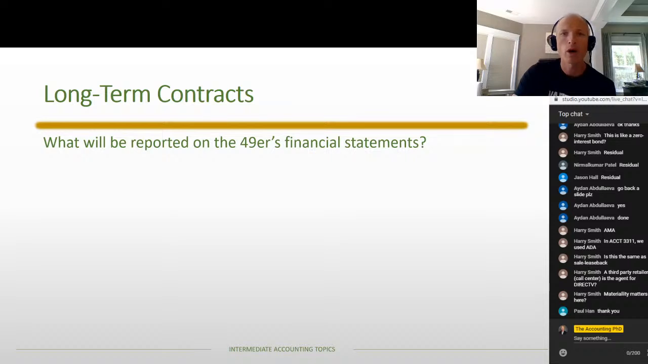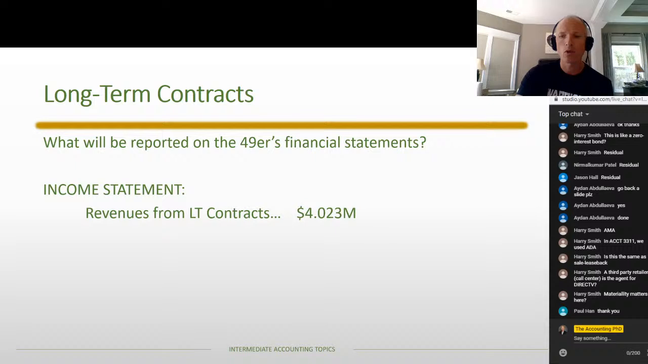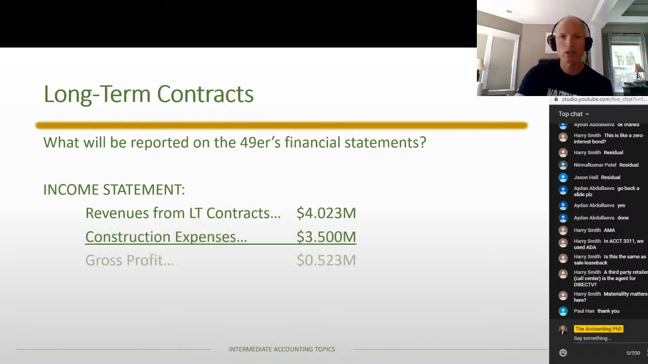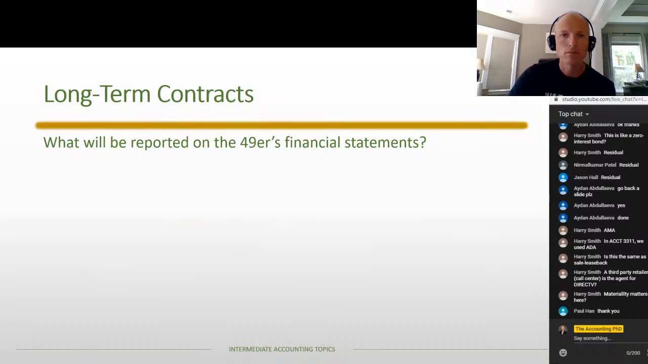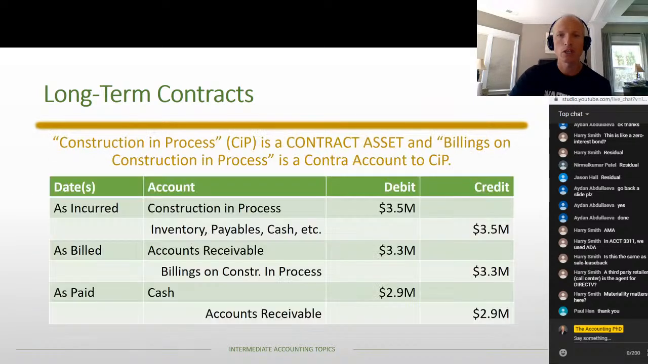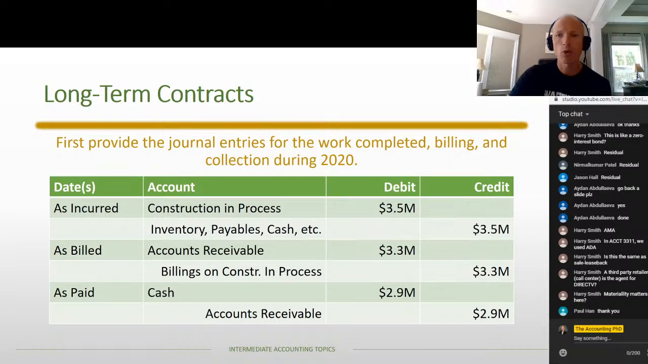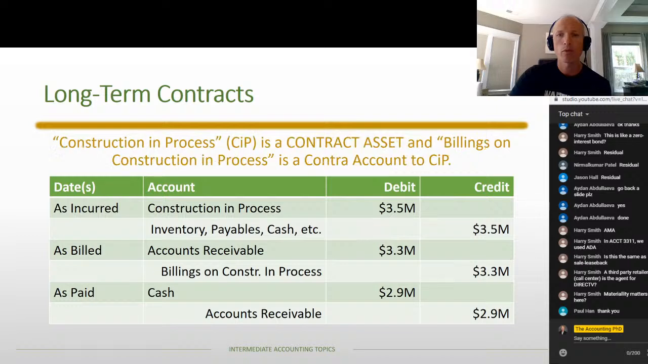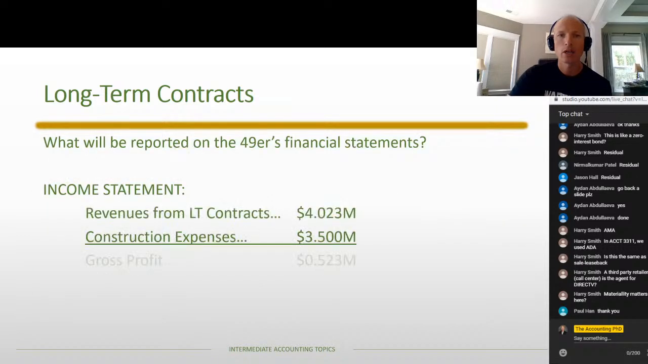So what are we going to report on the company's financial statements? On the income statement, we have the revenues, of course. We have the construction expenses, which gives us our gross profit of $523,000 in this example. On the balance sheet, we have our accounts receivable, which is the remaining accounts receivable. Going back to our journal entries, the total accounts receivable was $3.3 million. We had collected $2.9 million, which means there's $0.4 million remaining. So that's where that number comes from.